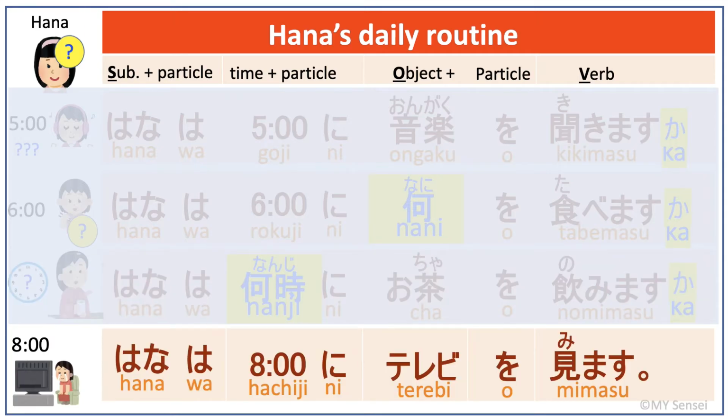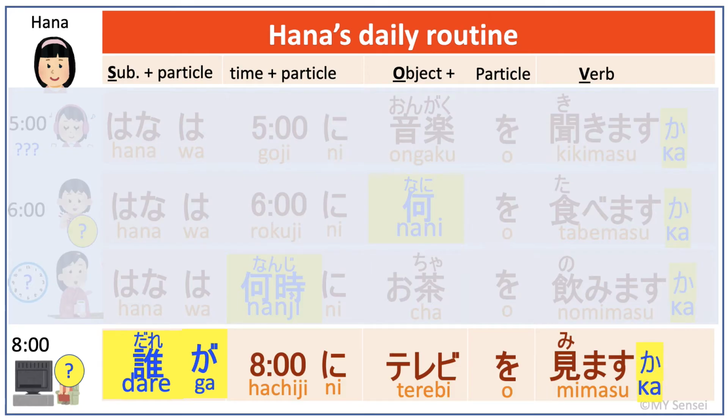If you would like to know who watches TV at 8, we would then replace Hana with dare. Please note that we will have to replace wa with ga and then add ka in the end of a sentence. So the sentence will go like this. 誰が8時にテレビを見ますか? which means who watches TV at 8.